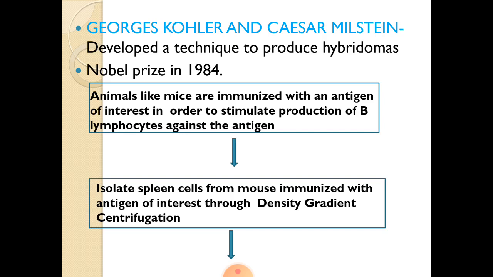What was done? Animals like mice are immunized with an antigen of interest in order to stimulate production of B lymphocytes against the antigen. Then the mice are killed and the spleen cells are isolated from these mice immunized with the antigen of interest through density gradient centrifugation.